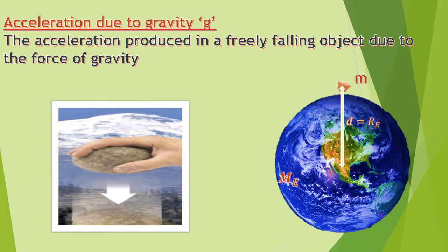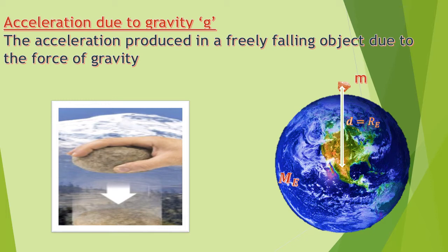In the last class, we discussed objects undergoing free fall and introduced the term acceleration due to gravity. Children, can you define what is acceleration due to gravity? The acceleration produced in a freely falling object due to the force of gravity is called acceleration due to gravity, denoted by the letter small g, and its SI unit is the same as the unit of acceleration, that is meter per second square.